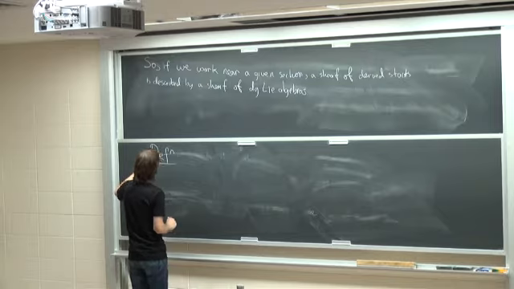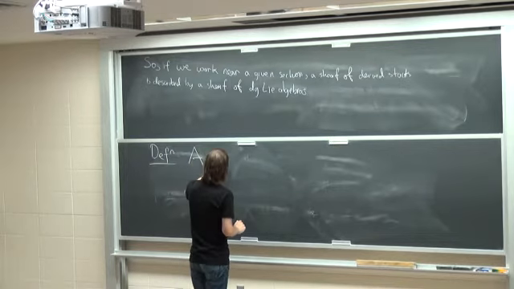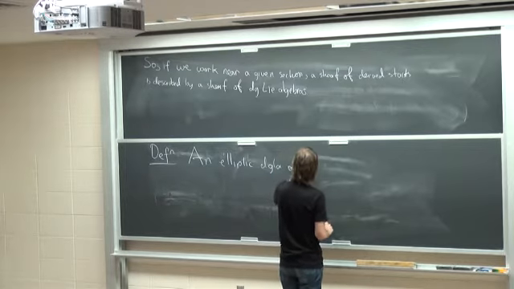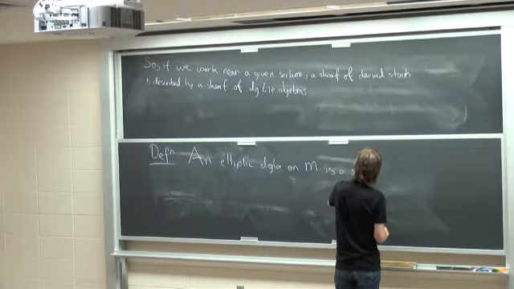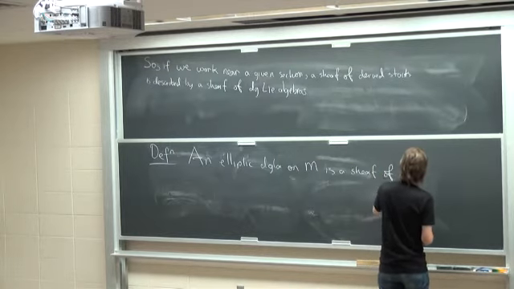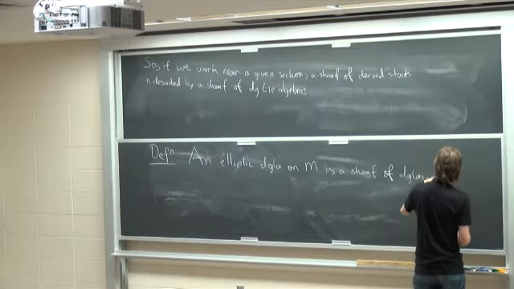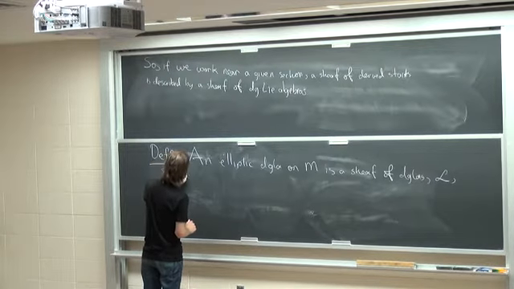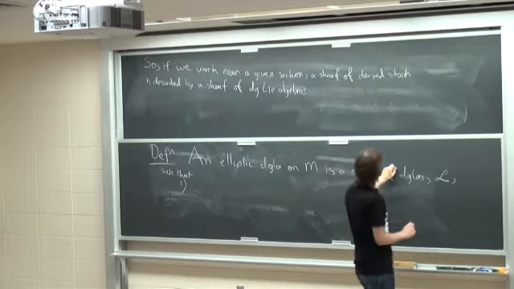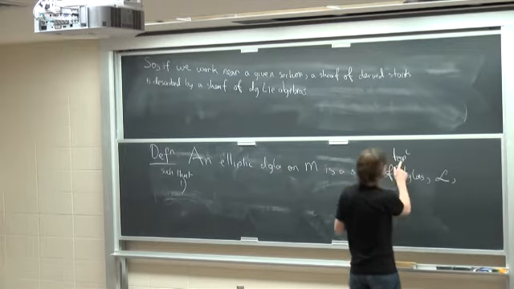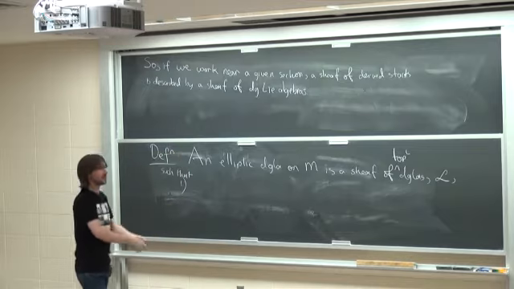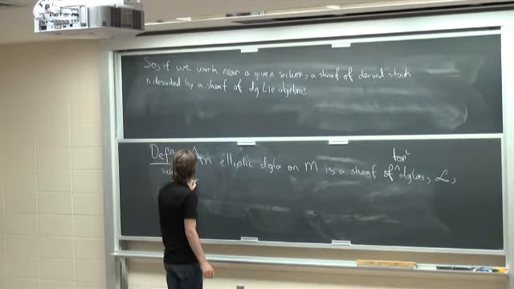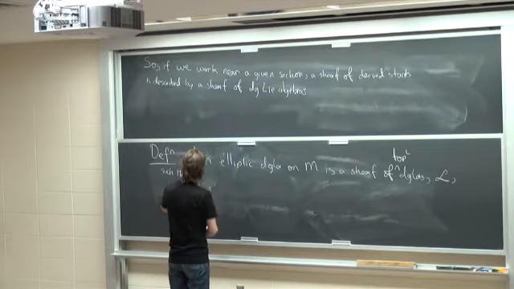And so, the following definition. An elliptic differential graded Lie algebra on M is a sheaf of DG Lie algebras, a curly L, such that, just to be precise, these will be analytic in nature, so these will be topological vector spaces. So, firstly, L is a graded vector bundle.